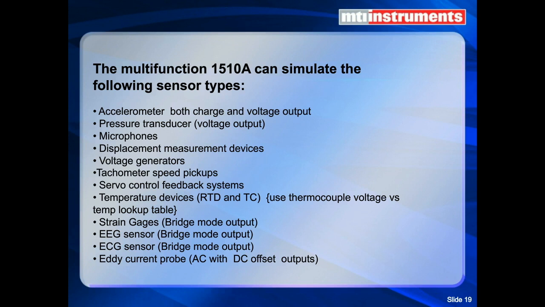Eddy current probe. With an eddy current probe, you need both AC and DC outputs. The DC is proportional to the sensor gap, for example, from a casing to a shaft. And then you have an AC signal when the shaft is rotating. So you can simulate both outputs from an eddy current probe. And we have a number of customers in the energy field that use the 1510 to simulate eddy current probes to make sure that the wiring and the signal conditioning equipment is working in the plant.